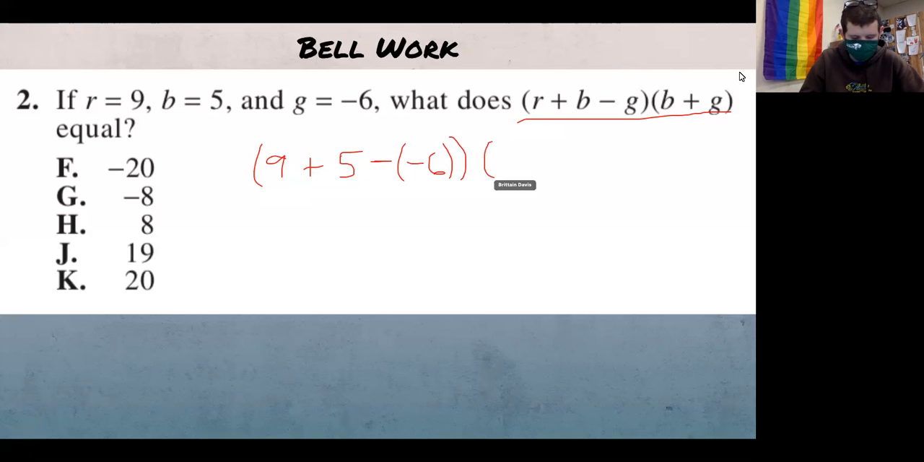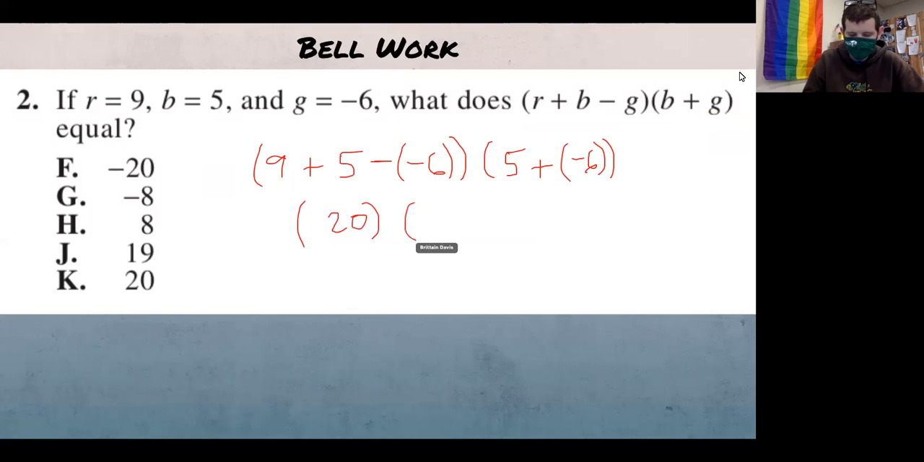Now this is times, and I can see where a lot of people put their answers in. Maybe you didn't realize we're multiplying these together. So b is 5 plus, it's still a plus, and then the g is -6. So the way that this works when we do this arithmetically, just adding these together, 9 plus 5 is 14. 14 minus -6, minus a negative is the same as adding. So basically 14 plus 6 is 20. And then 5 plus -6 is the same as 5 minus 6, and that's going to be -1.